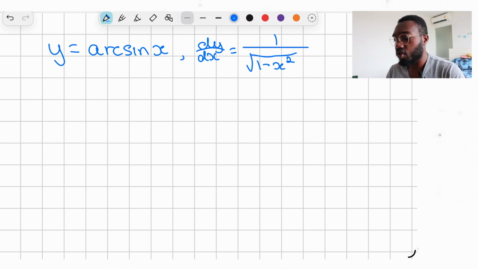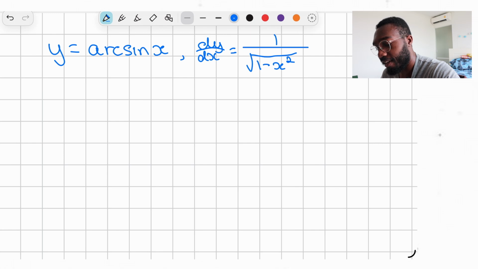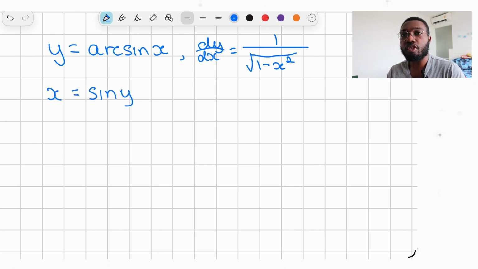This question is a bit more challenging, but once you understand it, it will be fine. So what do we know first? Well, if we have y is equal to arc sine x, then arc sine x is just the inverse of sine x. So if it's the inverse of sine x, then effectively we can say that x is equal to sine y. If you're unsure about that, let's use a quick example.